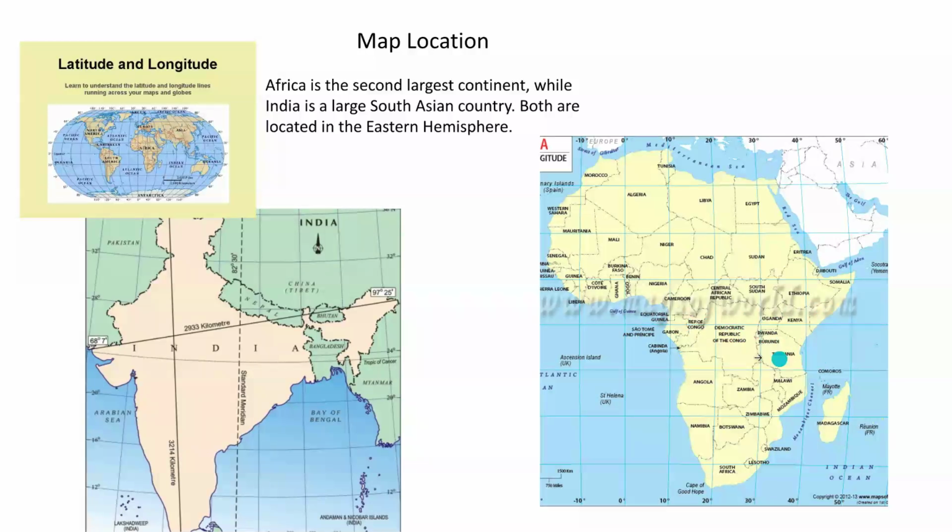But both the countries, this continent Africa and India, are both in the eastern hemisphere. This side, the eastern hemisphere, from 0 degrees, a line. This passes through England. That is called the Greenwich Meridian. So you will find this to be in the eastern hemisphere.